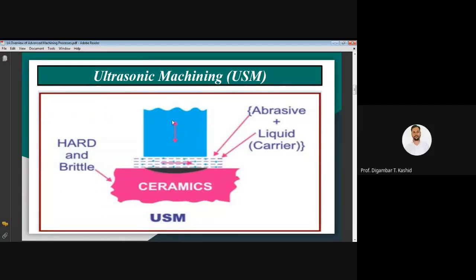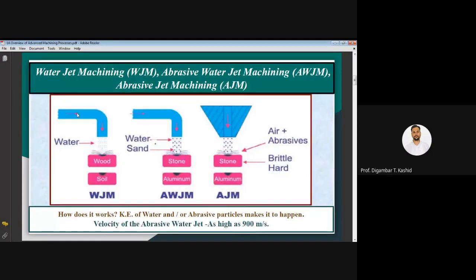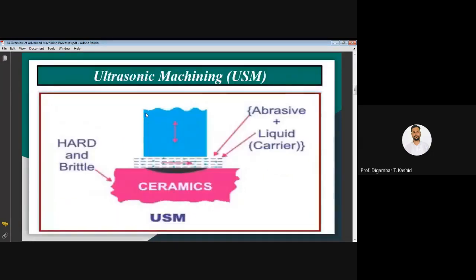Here I have not added one figure, but I can say it theoretically. Now there is another process. We were discussing the mechanical processes. Now, ultrasonic machining. This is the fourth mechanical energy based process.